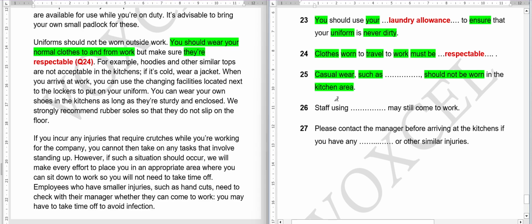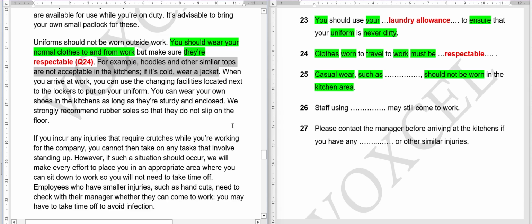Let's see what kind of clothing is not allowed in the kitchen area. For example, hoodies and other similar tops are not acceptable in the kitchens. If it's cold, wear a jacket. Okay, so obviously this is our location, and for that you have some time to tell me the answer, and I don't think you will need more than 3 or 4 seconds for this, and the time starts now.